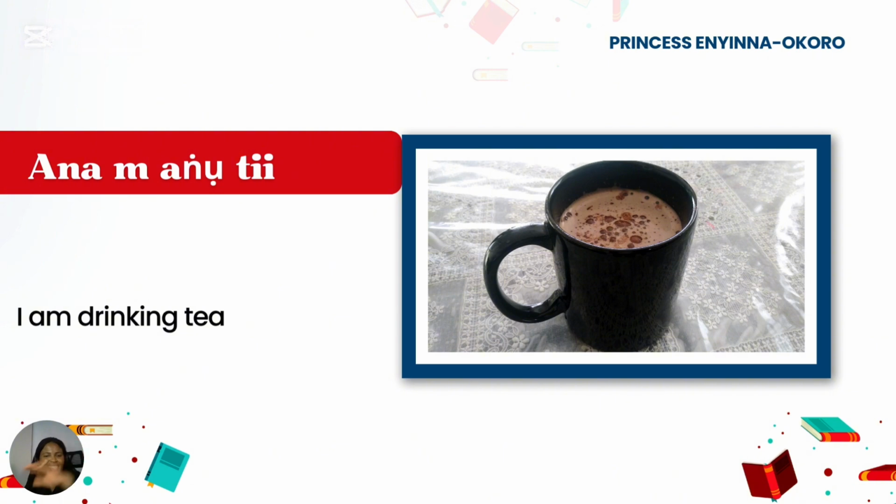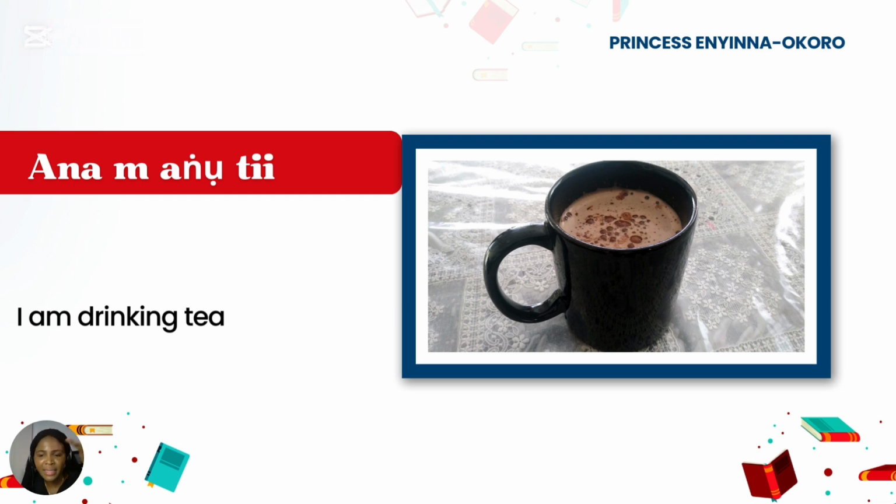Look at this. This is so wonderful. This one is ana m aṅụ tea. This drink, tea, is very popular in Nigeria. We like to take a lot of it. I like to take tea too, right? So how do we say I'm drinking tea in Igbo? We just say ana m aṅụ tea. Okay?